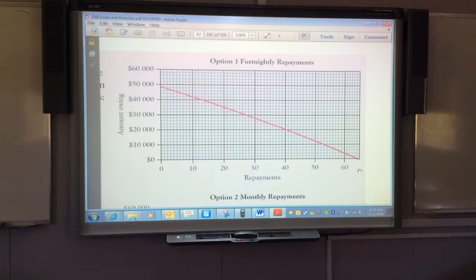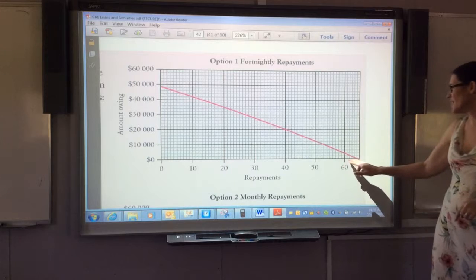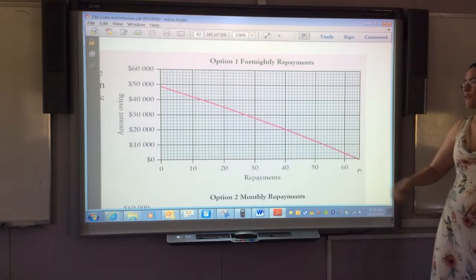The questions are very much common sense. Some of them include things like what's your stamp duty, so they might have to calculate a percentage of what the loan is to calculate your stamp duty, and a lot of them are just straight reading information off the graph. So for example, if this one was the question, how many years is it taking to pay off this home loan? So we can see it's 65 fortnights.